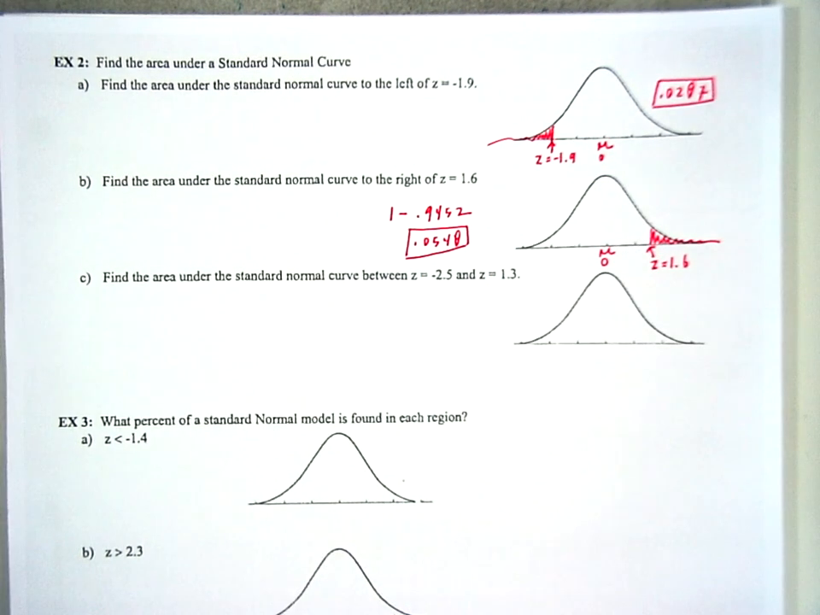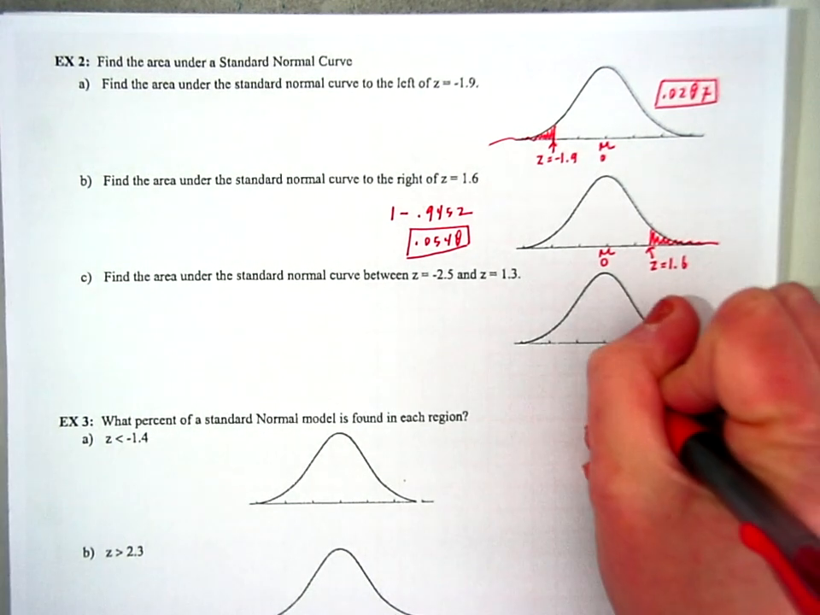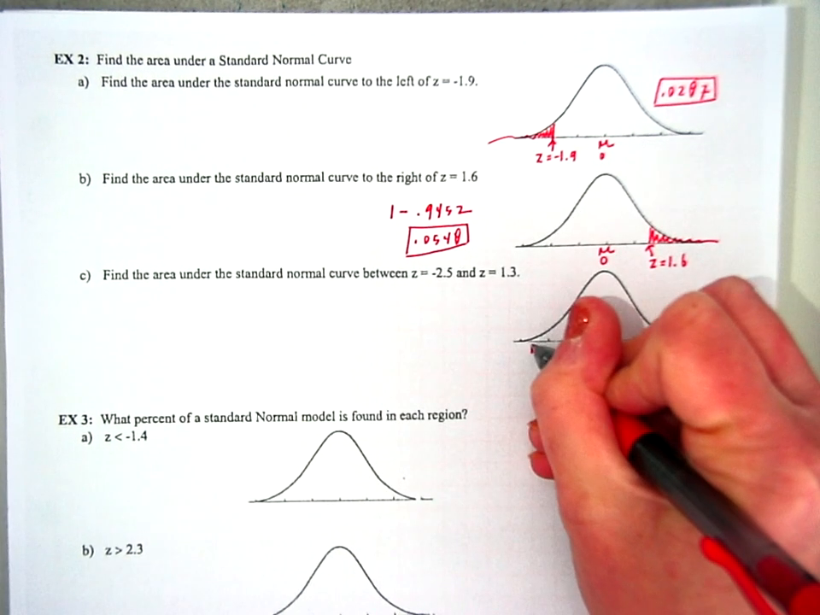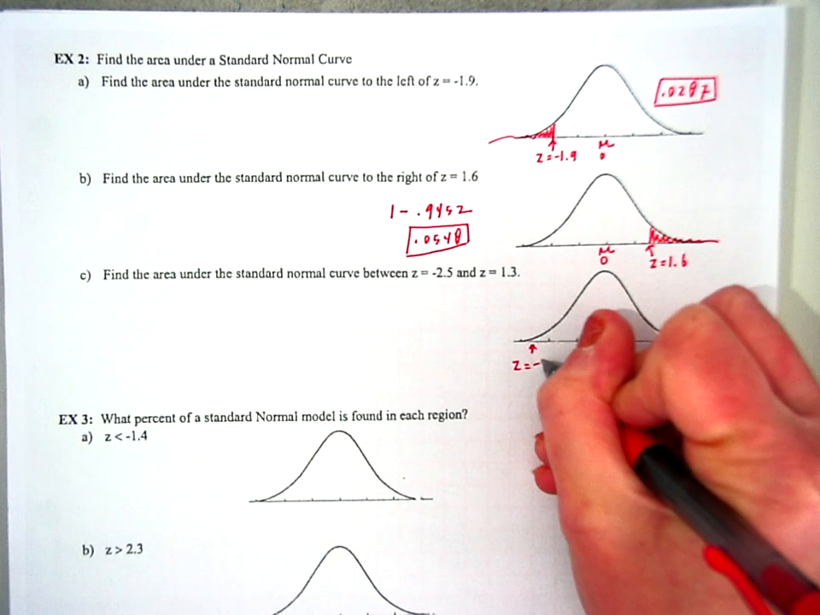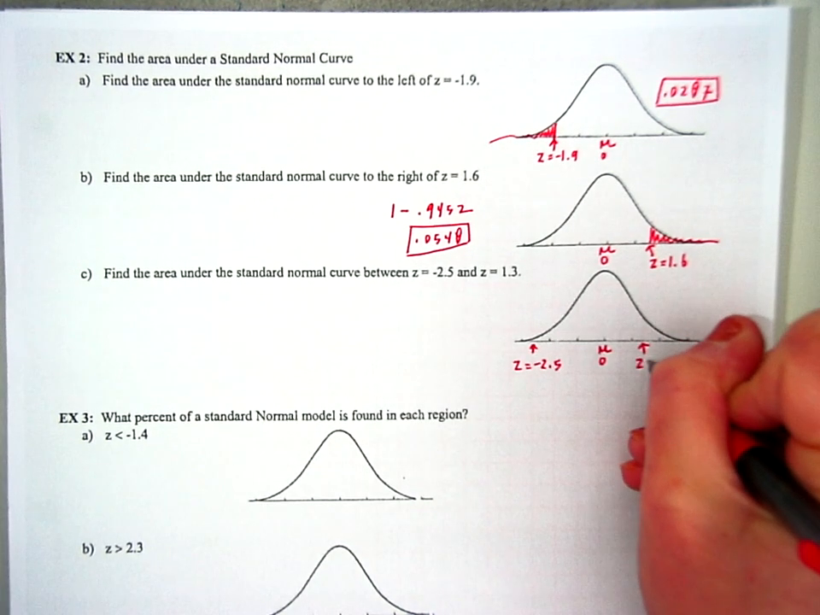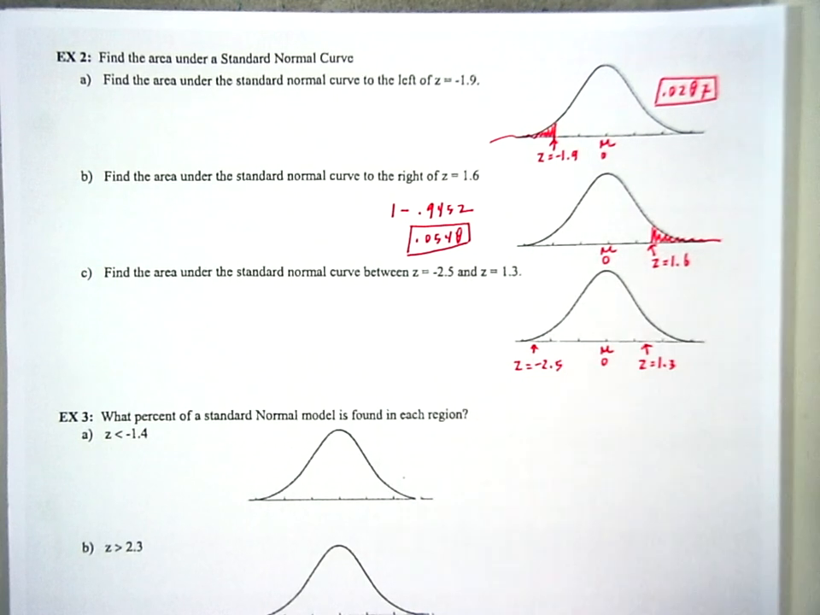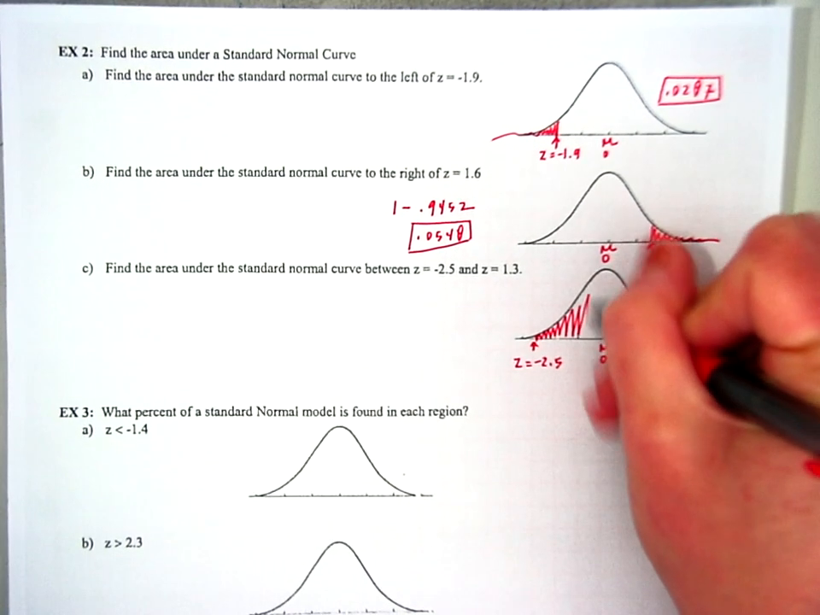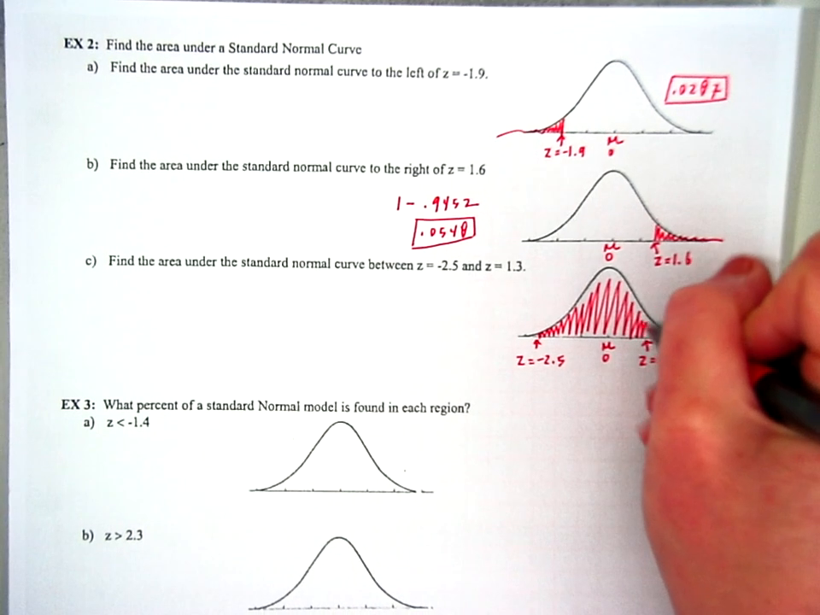Okay, next up, find the area under the standard normal curve between a z-score of -2.5 and a z-score of 1.3. So again, here's my mean, a z-score of 0. Here would be about where that -2.5 would fall. And here would be about where that +1.3 would fall. And I'm looking for the region in between. So this is my solution region.